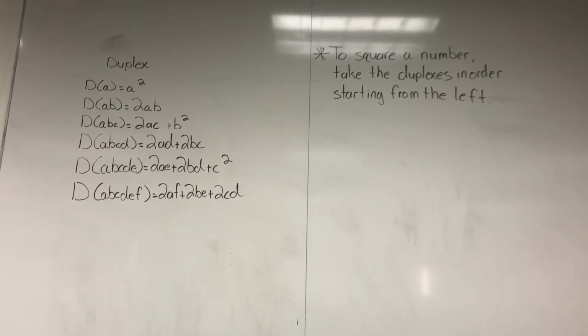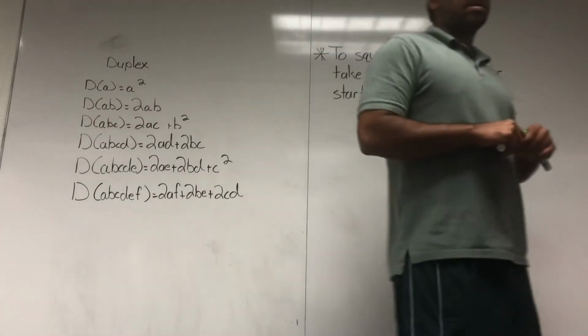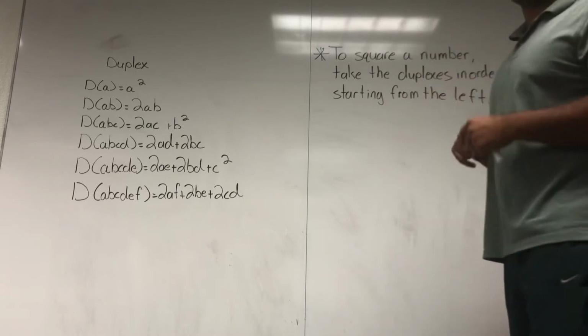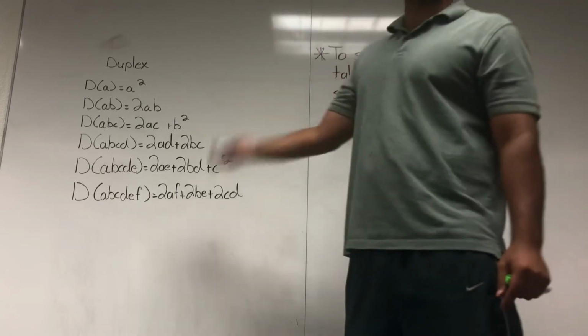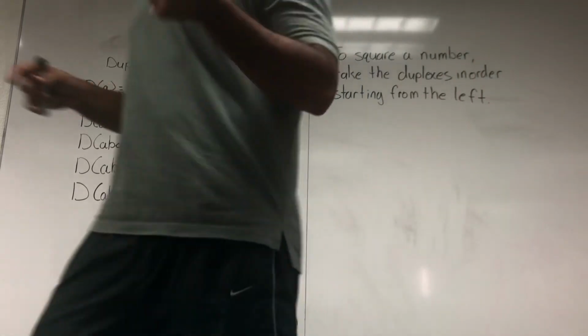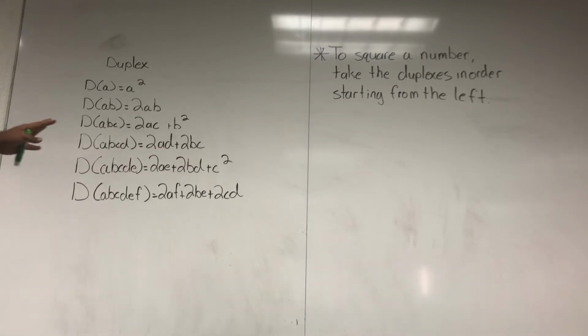Hello everybody. This video is going to be on squaring numbers, and the key to understanding how to square numbers quickly is to understand the idea of a duplex. If you understand the idea of a duplex, you can square a 1-digit, 2-digit, 3-digit, 4-digit, any number of digit number. So this may seem complicated, but I'm going to break it down. It's going to make sense, okay?